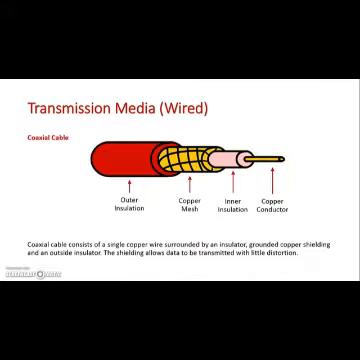The next type of cabling is coaxial cabling, and as you can see here, the copper conductor is very secured. We've got an outer insulation, a copper mesh, an inner insulation, and then the actual conductor itself. This type of transmission is also used over a short distance, but is a lot more secure and less susceptible to interference.